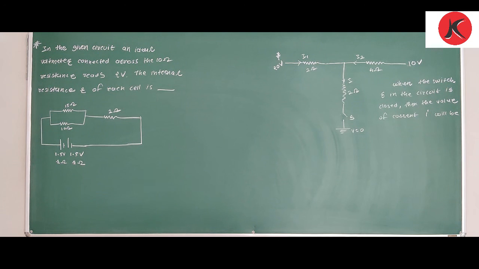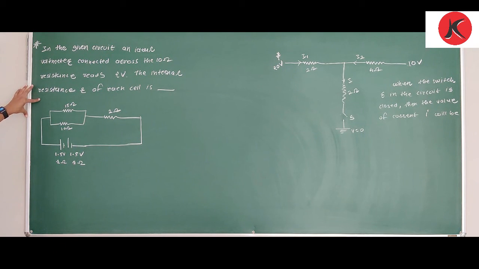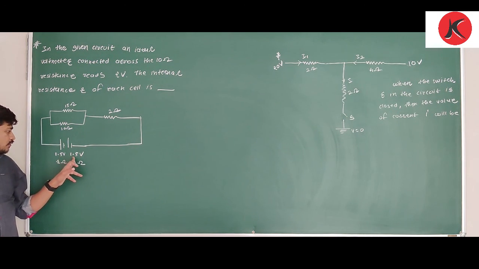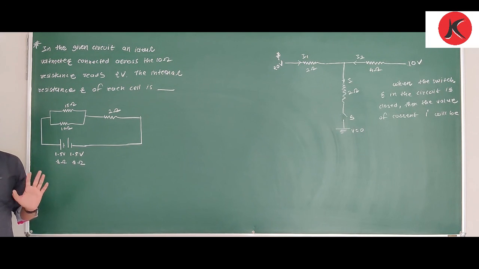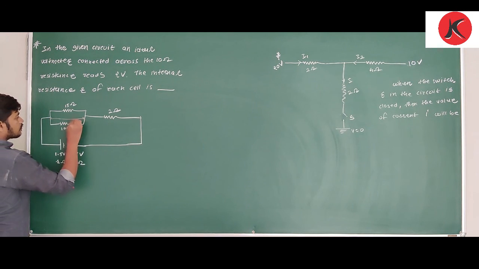Okay, now the next question. In the given circuit, an ideal voltmeter connected across the 10 ohm resistance reads 2 volt. There are 15 ohm, 10 ohm, 2 ohm, and 2 cells connected in series with EMF 1.5 volt, 1.5 volt, each with internal resistance R. How to solve this question? You are given that the voltmeter connected across the 10 ohm resistance reads 2 volt. So the potential difference between the two ends of this is 2 volt.